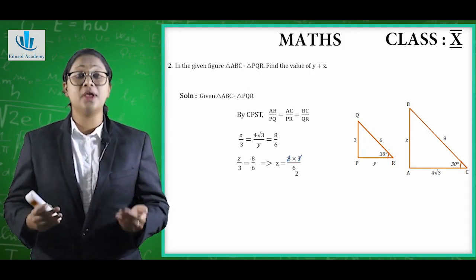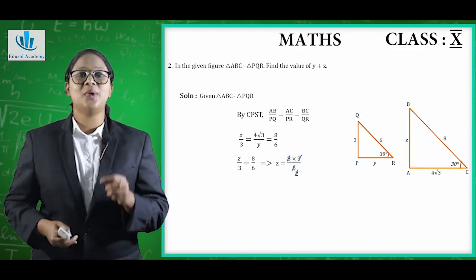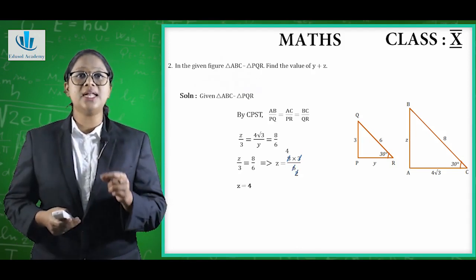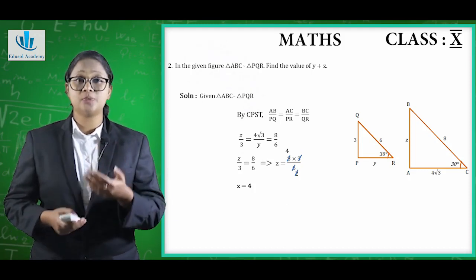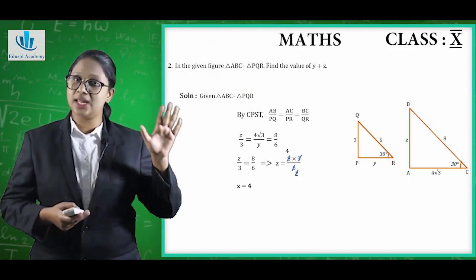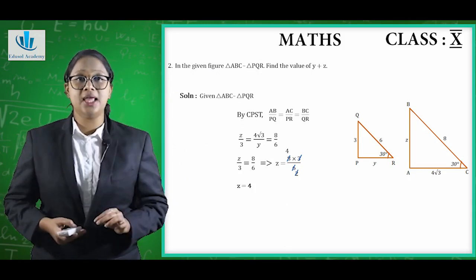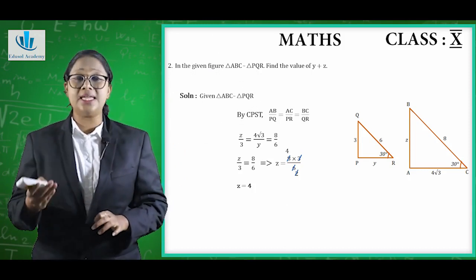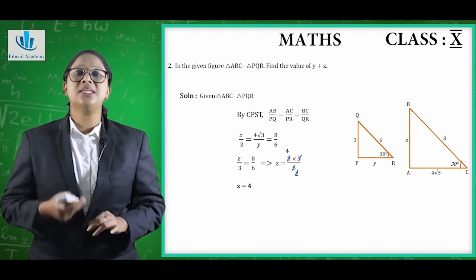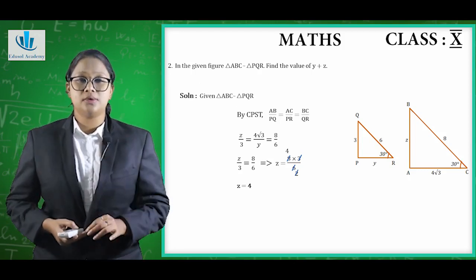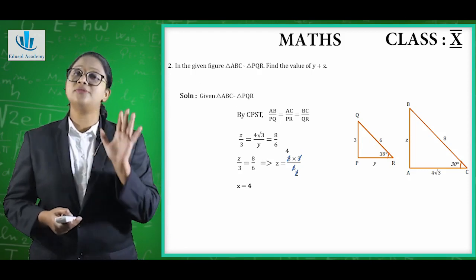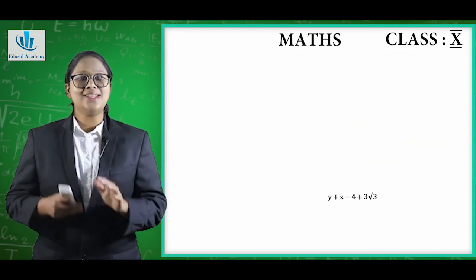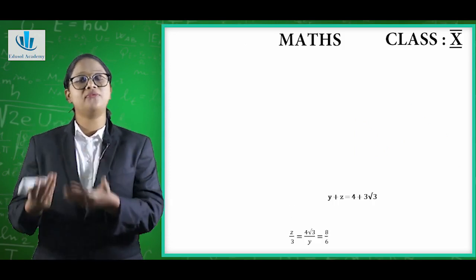So the next step will be cross multiplication. So z into 6 will be equal to 8 into 3, or we can transpose 6 to the other side to isolate z. So z will be equal to 3 into 8 by 6, and upon cancellation we can find the value of z as 4. So z is equal to 4. Half part is done. Now it's time to find the value of y.